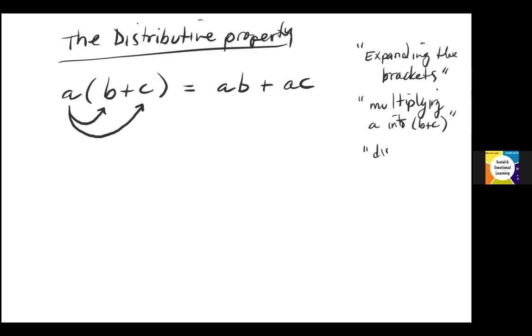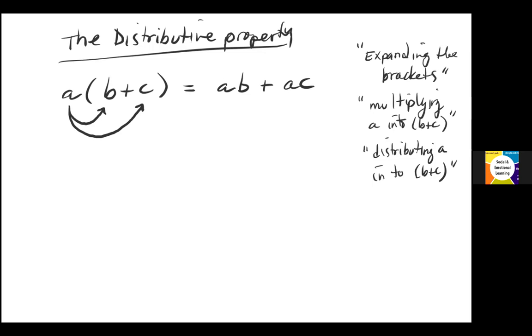I'm distributing A into B plus C. We can say all of these things and we mean the same thing. It just means I'm multiplying A into the brackets B plus C. And that's the distributive property. It says A gets multiplied by everything that's in these brackets.